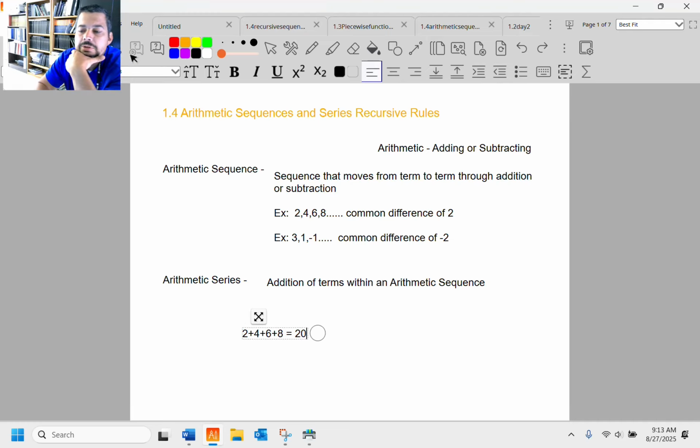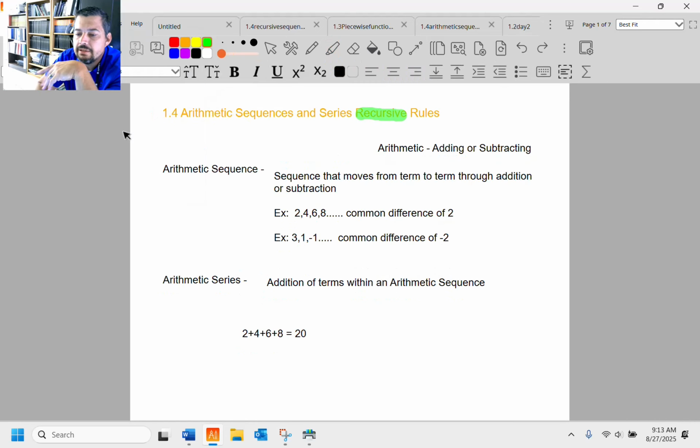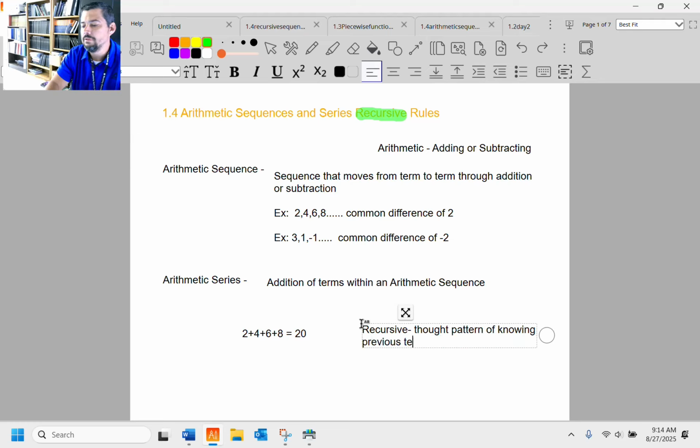We'll do things like sigma notation, explicit formulas, and today we're learning recursive trains of thought. So recursive is a thought pattern that's built upon knowing previous terms. That's what it means to be recursive. It's just a thought pattern of knowing previous terms and a simple pattern to find the next term or the next thing.